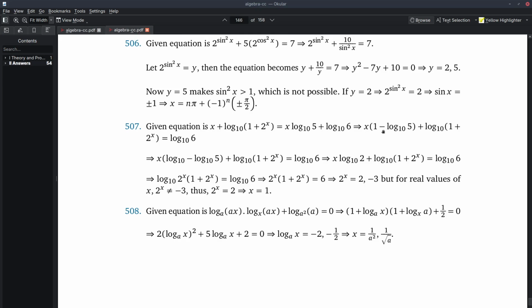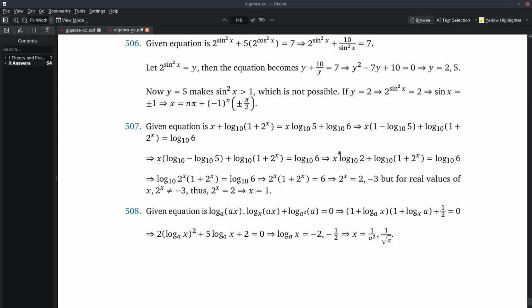It becomes x into 1 minus log 5 with base 10, and then we have log of 1 plus 2 to the power x with base 10 is equal to log 6 with base 10. So what we do is we write this 1 as log of 10 with base 10. And we proceed, so this will become log of 2. So x log of 2 with base 10 plus log 1 plus 2 to the power x with base 10 is equal to log 6 by 10.